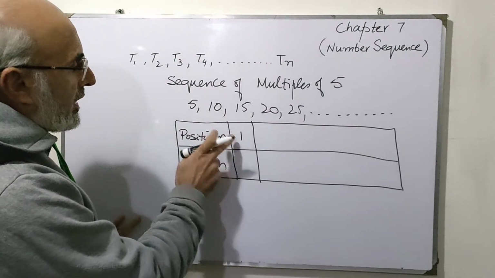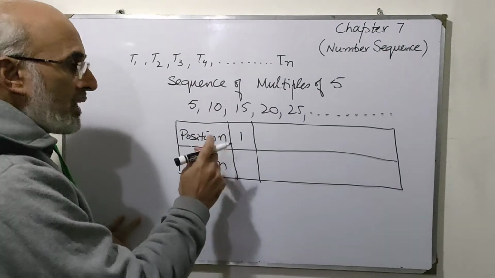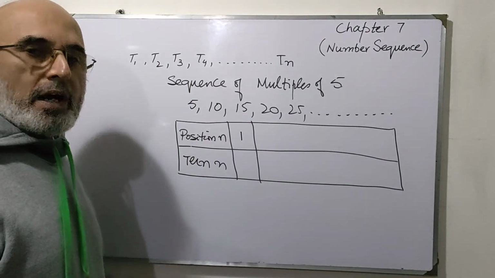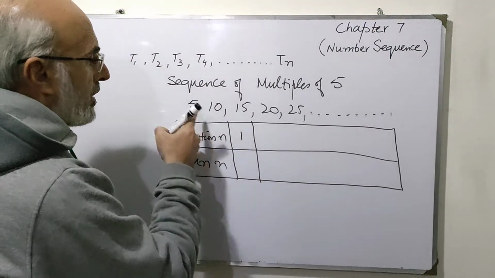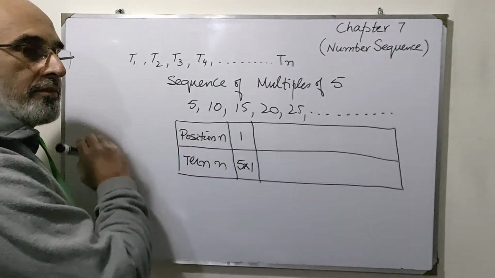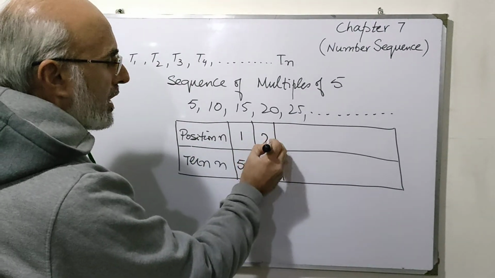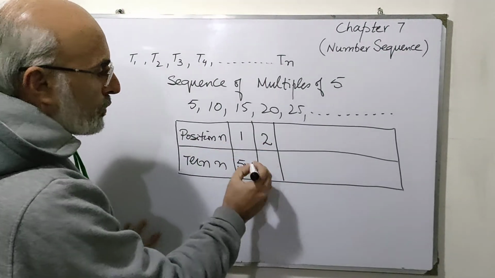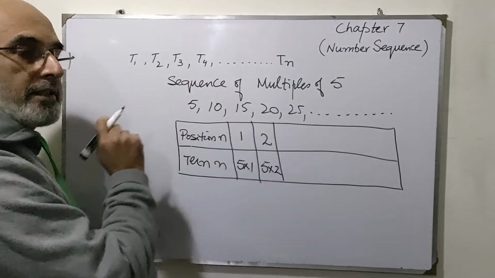So what I want here is 5. The term number is 1. So it means that if I multiply 1 with 5, I will get my value. So it is 5 into 1. I get 5. Okay. If n is 2, which is term number 2, what am I going to do? If I multiply 5 with 2, what do I get here? 10.